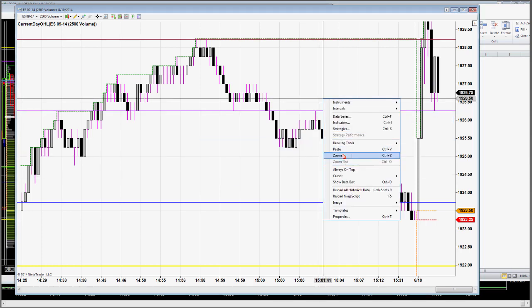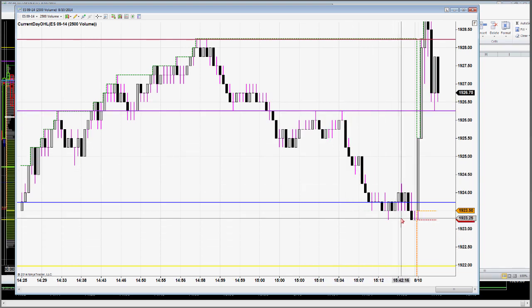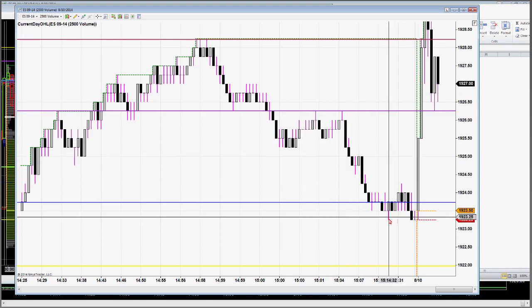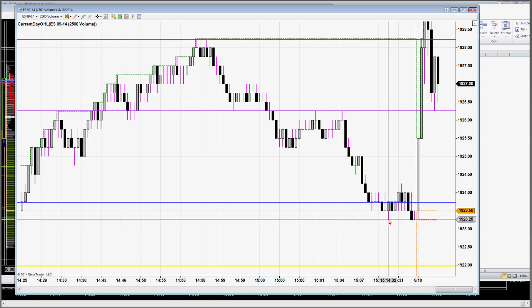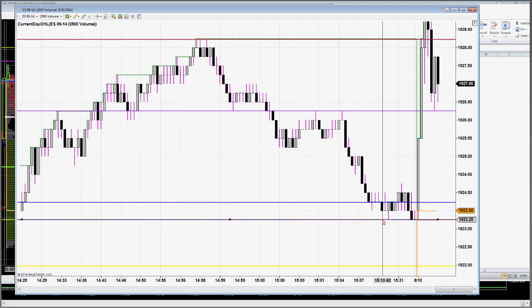Don't know why it does that. So then I look and see where it tested down to before the end of the day. There was the end of the day. It tested down to right there, 23.25. So that was the final push by sellers.